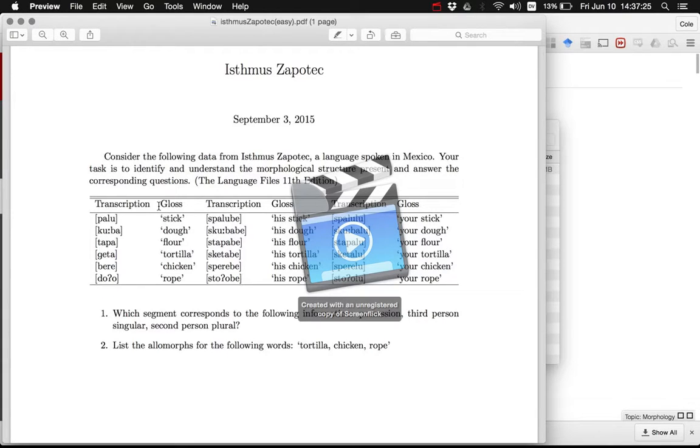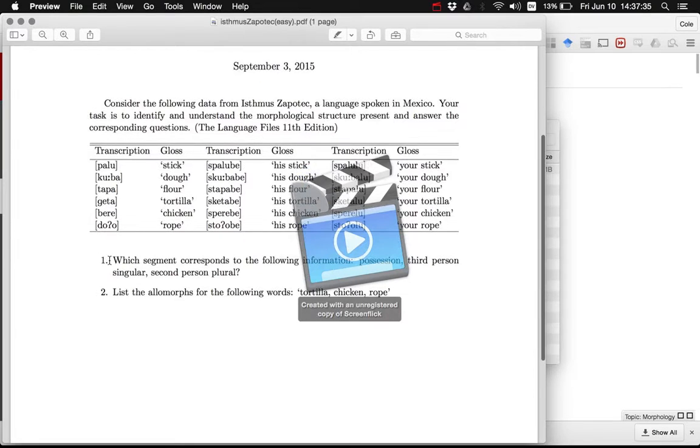And then you have what's called the gloss. So this is now where my cursor is sitting now. And then we have the translation of that word into English. So Palu in Isthmus Zapotec corresponds to stick in English. Okay, so when we start looking at the questions, we'll get an idea of what we're actually going to have to do with this data set.